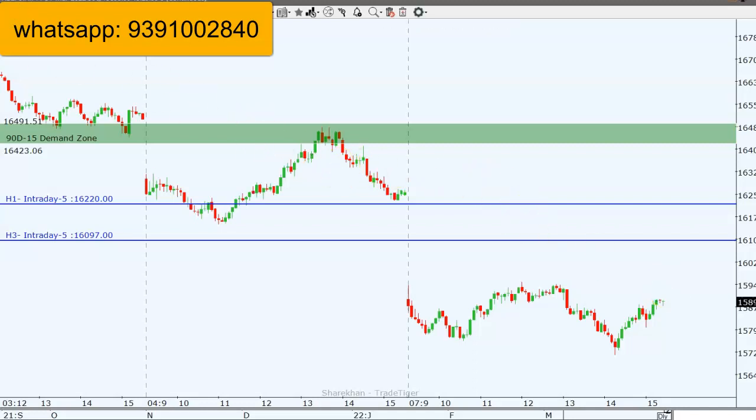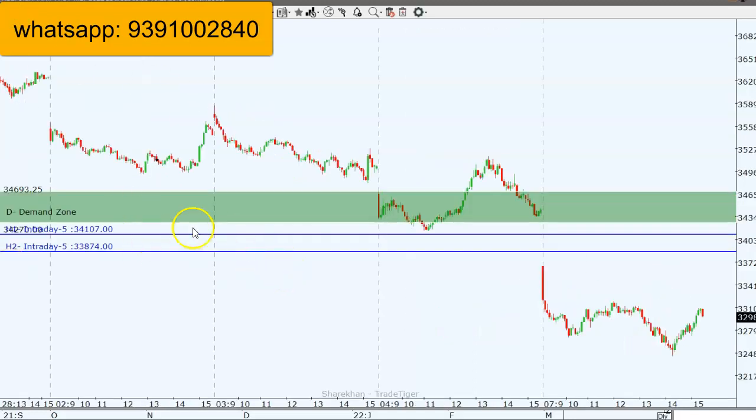And we'll see Bank Nifty also. So Bank Nifty futures for tomorrow, these are the levels: 33,874 and 34,107. The price is far below this level, so we will wait until the price goes into the zone and breaks. That is the breakout trade.